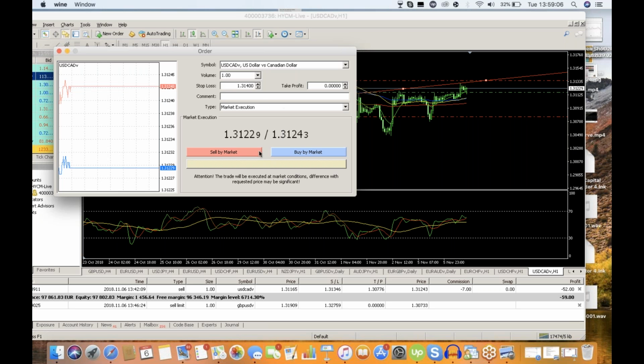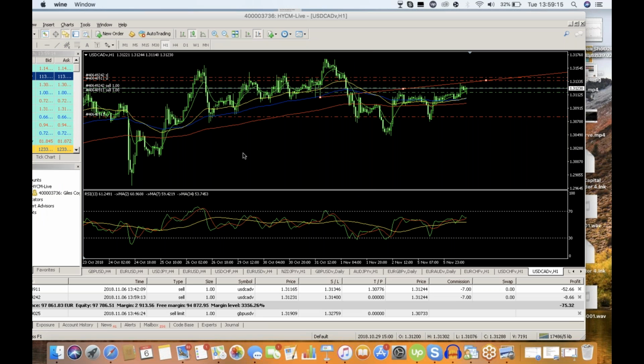1.3140, and when you press sell by market, we would have the sell and the stop loss go in at the same time. So you would just sell by market, and there you have your sell and your stop in at the same time. Now it's preferable to put your sell and stop in at the same time, because you've got your stop in as soon as you enter your market.